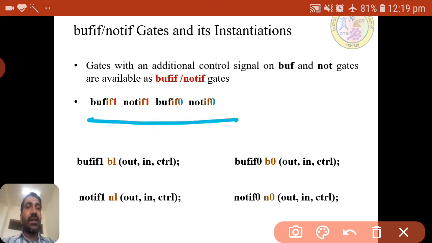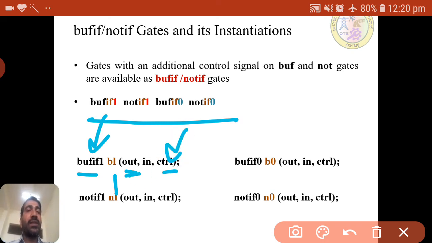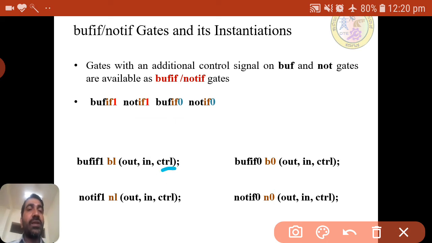For that, the instantiation is the same, the only thing is the keyword, the primitive, will be different here. Buff if 1, then the instance name, and here one output and one input, and instead of only one input, one more input is added, which we call a control. The control signal is added here. There are 2 inputs and one output. So if this control signal is 1, then whatever input is there, it will be assigned to the output.